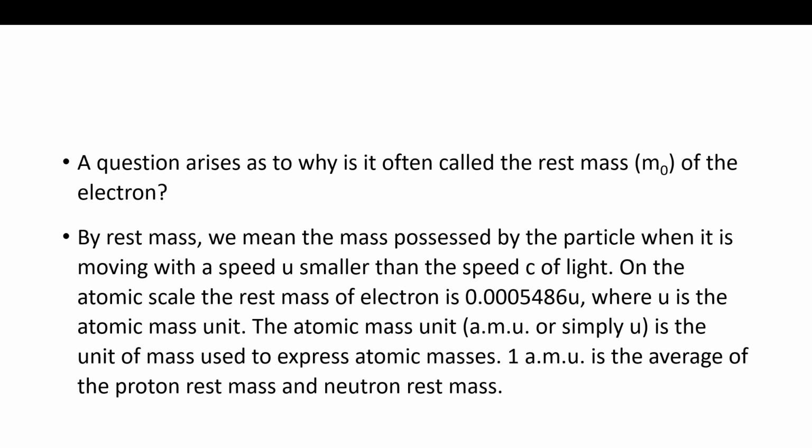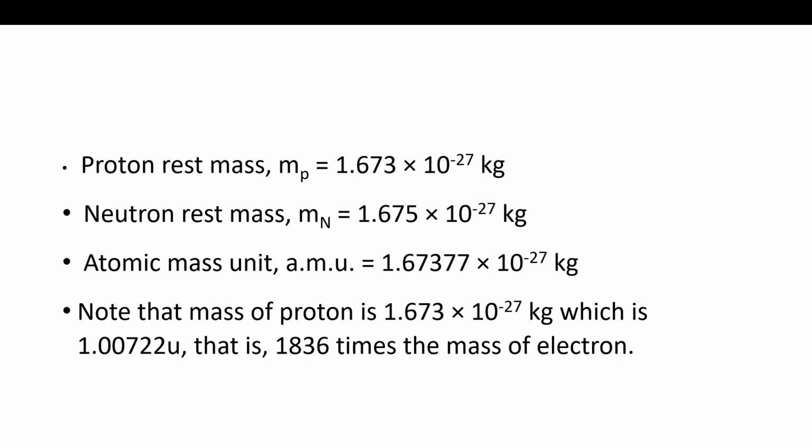Here u is the atomic mass unit. It is the unit of mass used to express atomic mass. 1 amu is the average of the proton rest mass and neutron rest mass. Proton rest mass is 1.673 into 10 to the power minus 27 kilogram. Neutron rest mass is 1.675 into 10 to the power minus 27 kilogram. Atomic mass unit amu is 1.67377 into 10 to the power minus 27 kilogram.